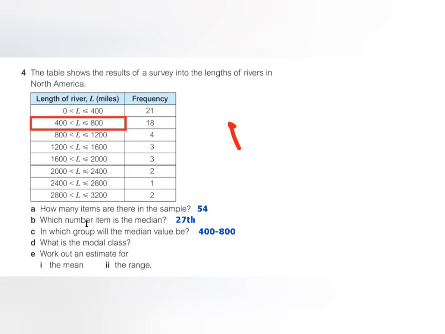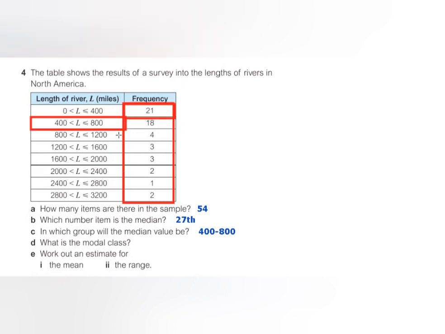Modal or mode means the most frequent, the most repeated number. So the most frequent number, we have to look at the frequencies to find out. Which one is the highest frequency here? The highest frequency between these frequencies is 21. It means that the group which is repeated 21 times is the modal class.